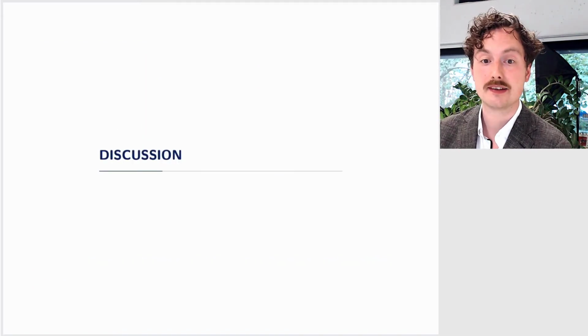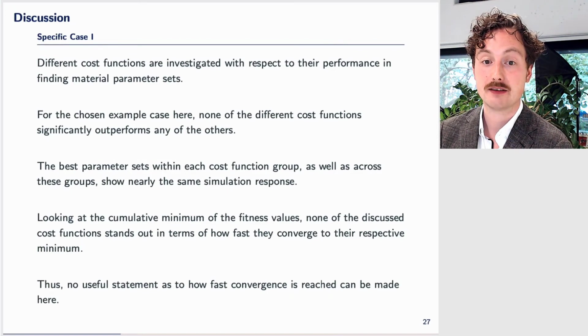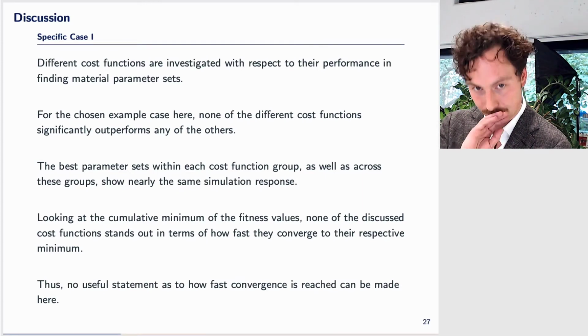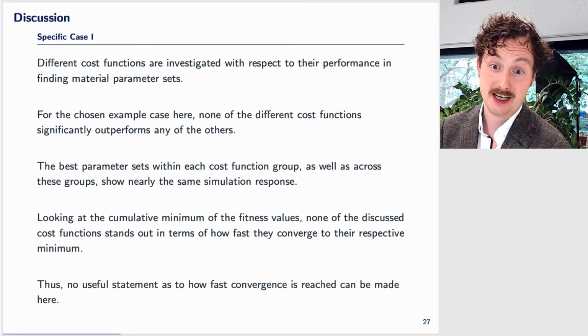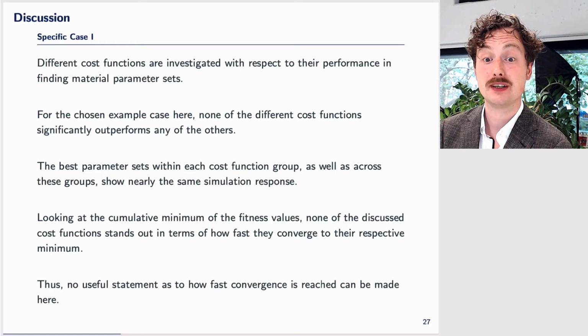So let's discuss our simulations. Different cost functions are investigated with respect to their performance in finding material parameter sets. For the chosen example case here, none of the different cost functions significantly outperforms any of the others. The best parameter sets within each cost function group, as well as across these groups, show nearly the same simulation response.